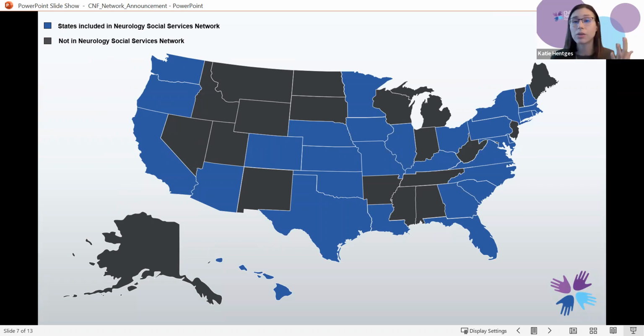So again, those states that are in blue are the ones where on a national level, all 30 organizations can aggregate their data together. But there are other states in here, even if they are in black, where we would still be able to refer families to the social services in that state.